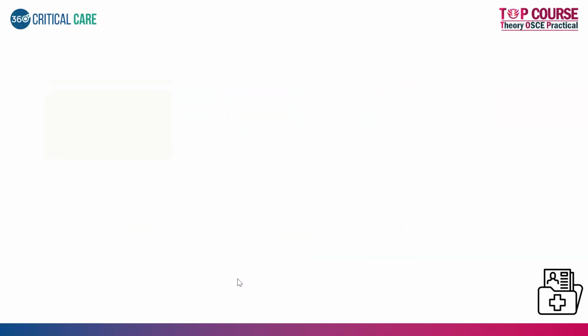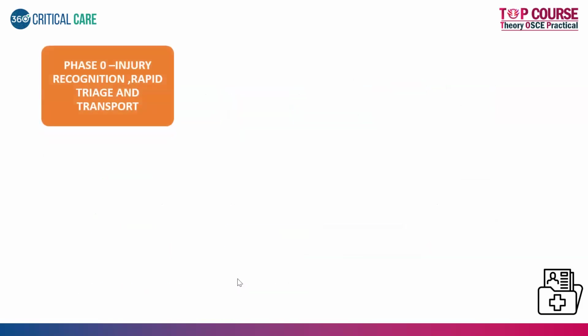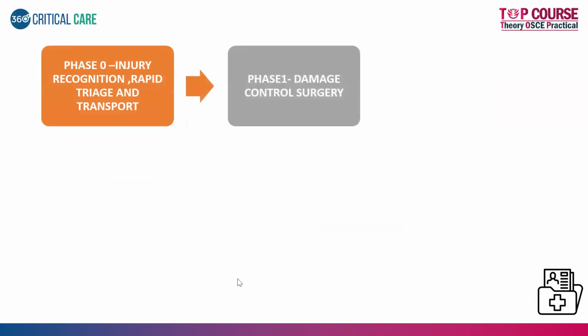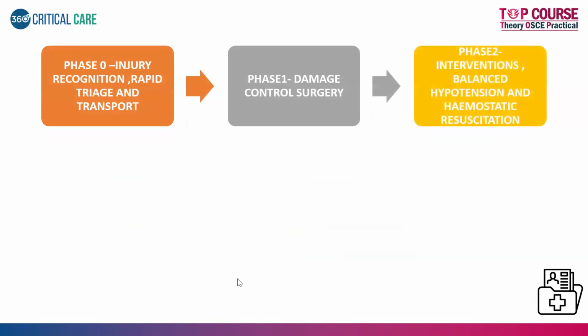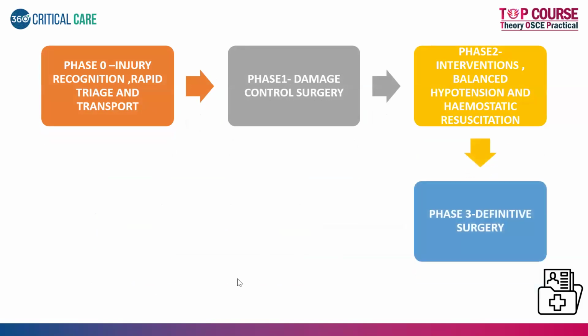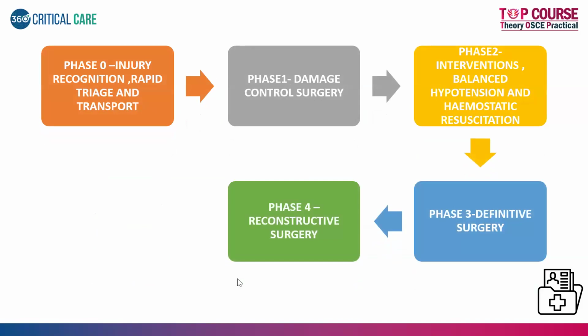Okay, so phase zero of damage control resuscitation takes into consideration the injury recognition, rapid triaging, and transport of the patient. Phase one is damage control surgery. Phase two is interventions, balanced resuscitation, permissive hypotension, hemostatic resuscitation. Phase three constitutes definitive surgery, and phase four is usually reconstructive surgery. Okay, this is by and large what damage control resuscitation looks like. So four phases are present.